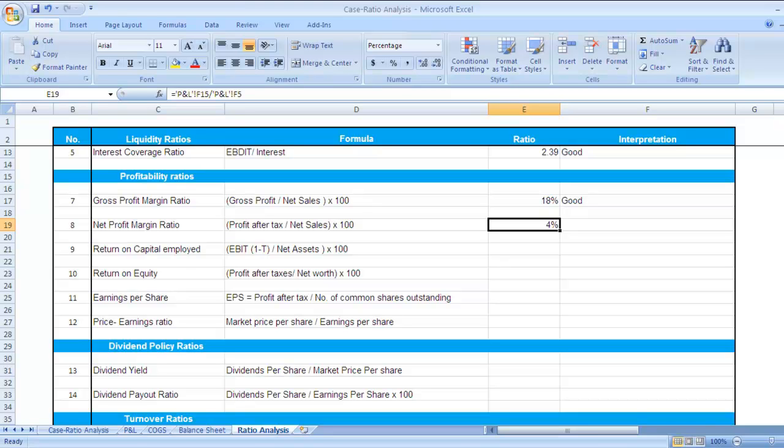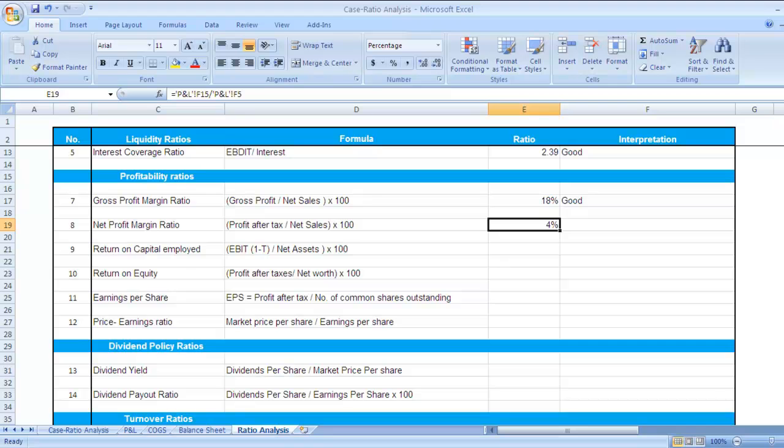So what does net profit margin ratio do? It establishes a relationship between net profit and sales and indicates management's efficiency in manufacturing, administering and selling the products. This ratio is the overall measure of the firm's ability to turn each rupee of sales into net profit. So if the net profit margin is inadequate, the firm will fail to achieve satisfactory return on shareholders' funds.